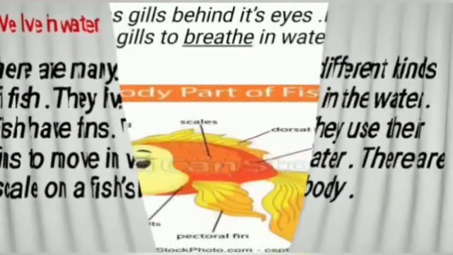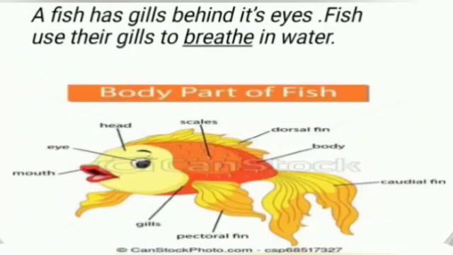Observe this picture of a fish. In this picture, I have shown you the body parts of a fish. Mouth, eye, head, scales, fins and gills are there. Dear students, fish can move in the water with the help of fins and they can breathe with the help of gills. A fish has gills behind its eyes. Fish use their gills to breathe in the water. Dear students, just as human beings use their nose for breathing, in the same way in the water, fish use their gills for breathing.